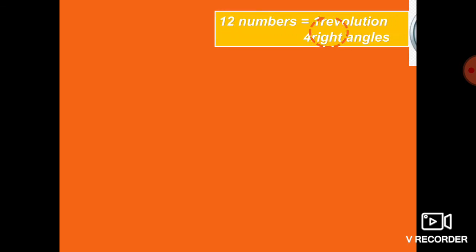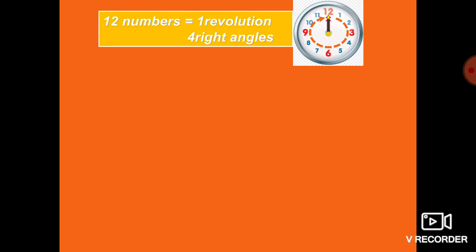Okay. Next, here we will make a table for finding the answers very easily. Here you can see the clock starting from 12 and ending at 12. That is one complete revolution. In this case, how many revolution? One revolution. How many right angles form? 4 right angles. Okay. For one revolution, there will be 4 right angles.